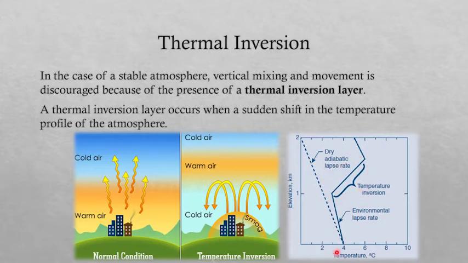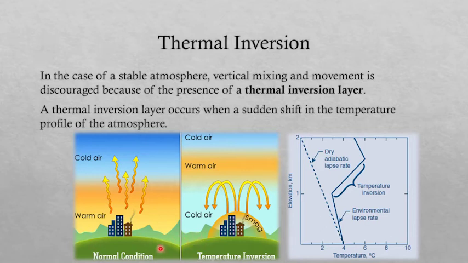If you take a look at the dry adiabatic lapse rate, the temperature decreases as the elevation increases. For the thermal inversion layer, the temperature increases as the elevation increases. Normally, the thermal inversion layer is sandwiched between two layers of the atmosphere with a normal lapse rate. For example, this inversion layer is sandwiched between an unstable layer and another unstable layer. Take a look at these figures for an enhanced understanding of thermal inversion.